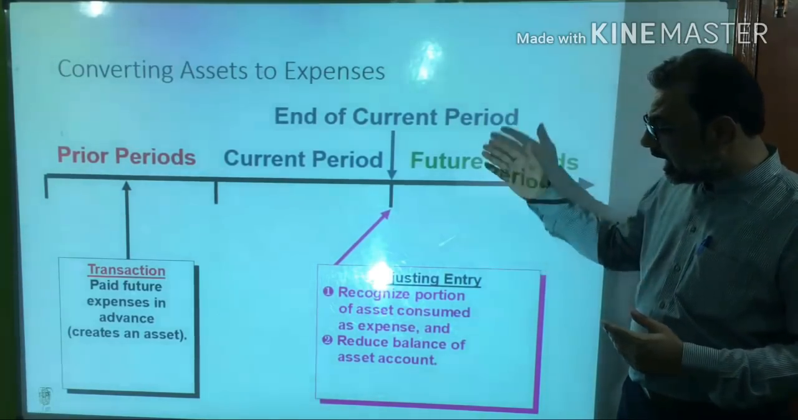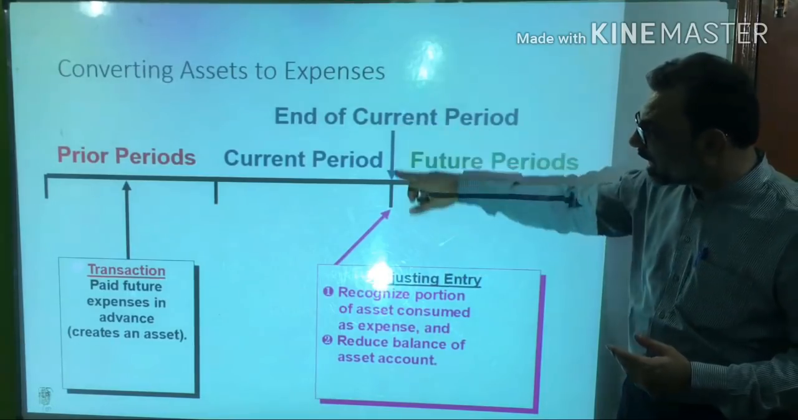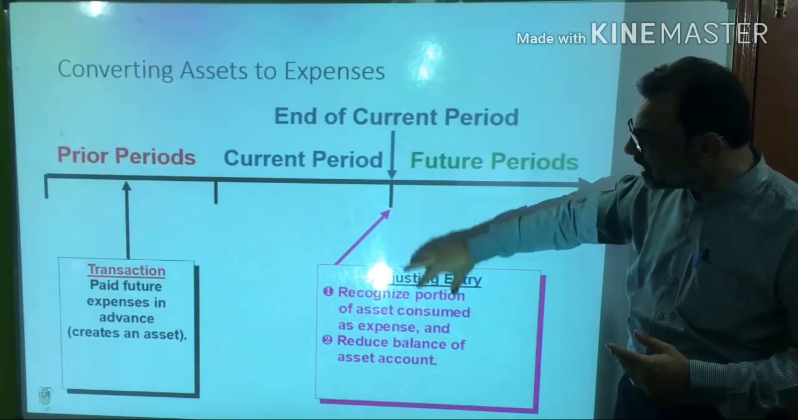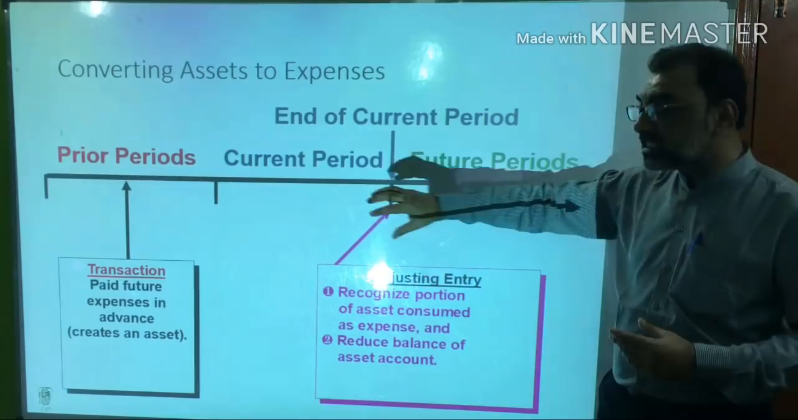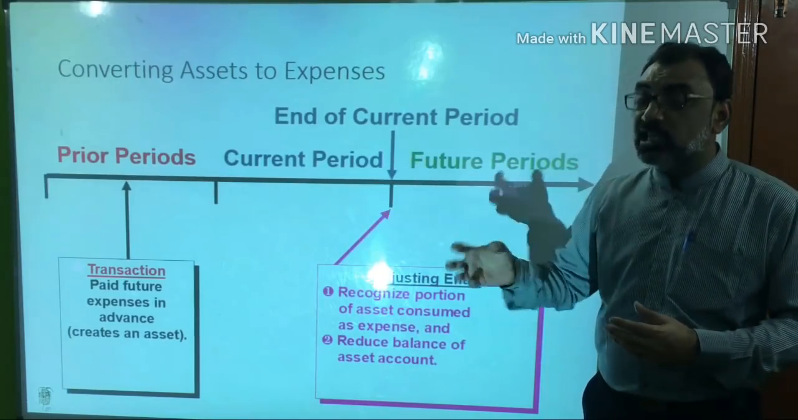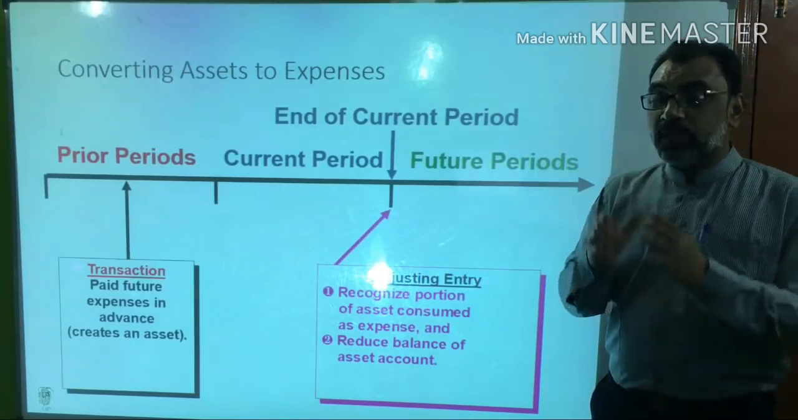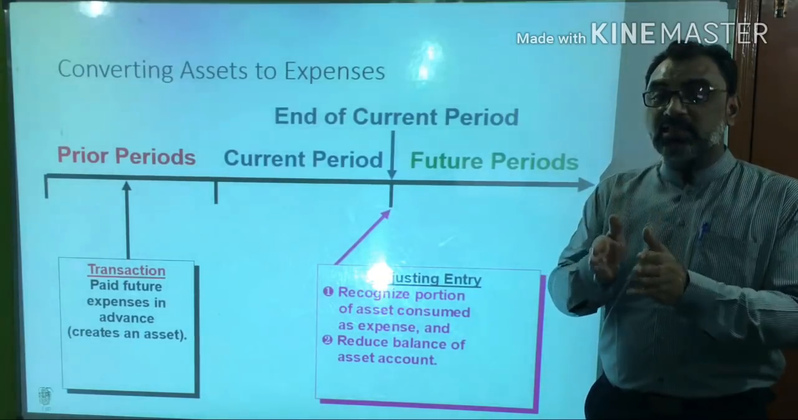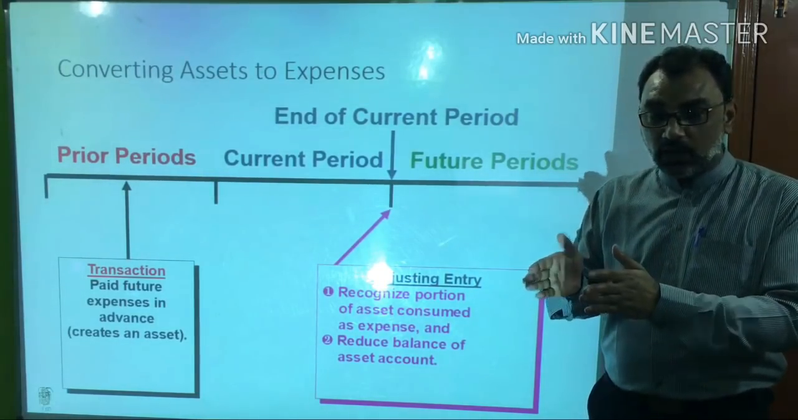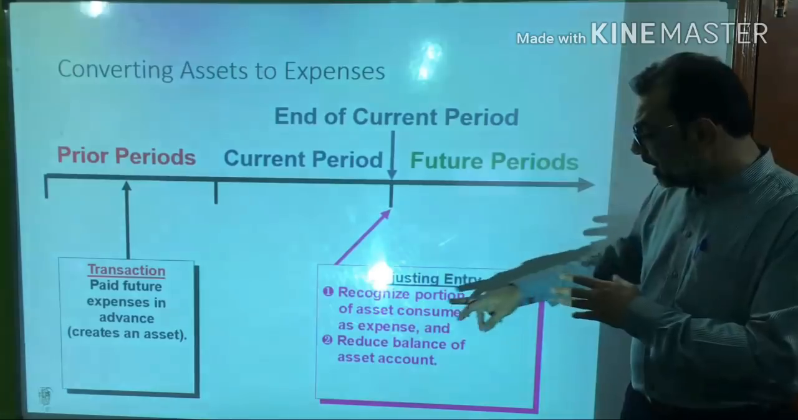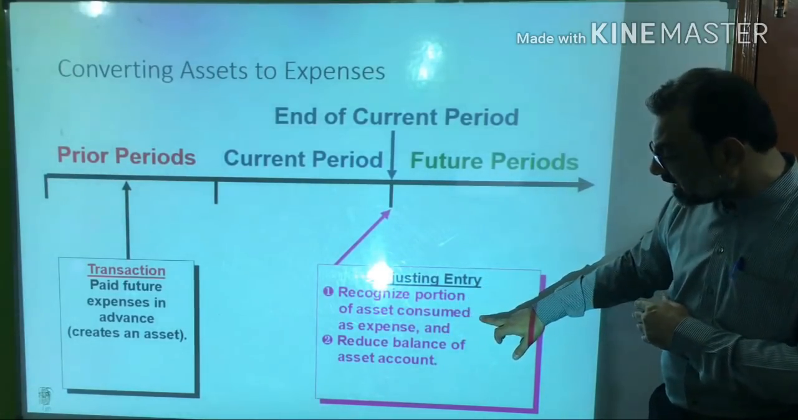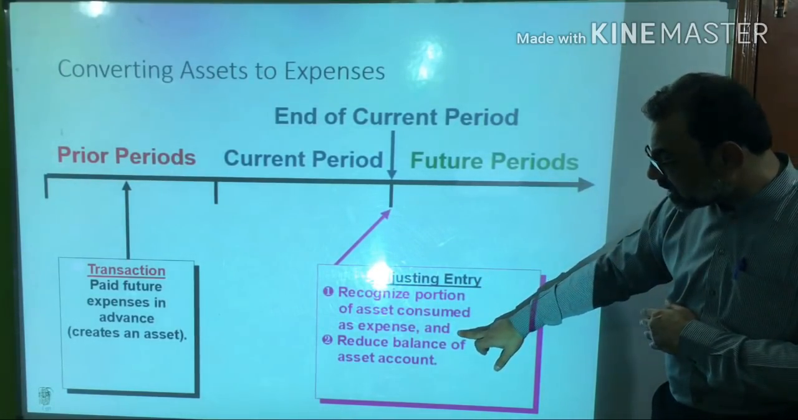But at the end of a specific period of time, when the current period has passed, a certain amount or portion of the prepaid expense will have expired. So this amount will be realized as an expense according to that period of time. So we recognize the portion of the asset consumed as expense, and we will record that.